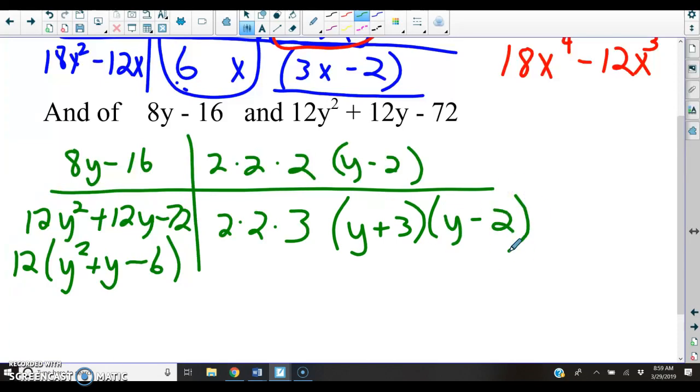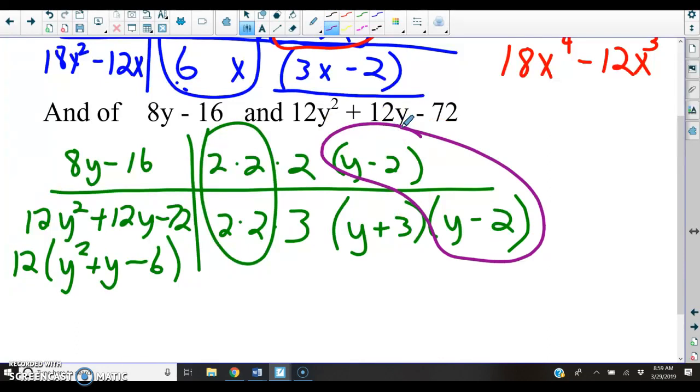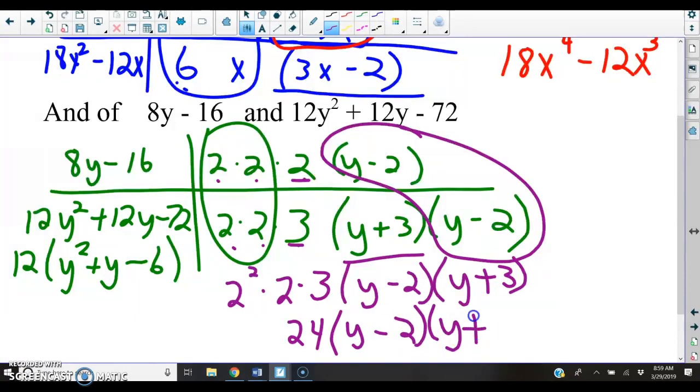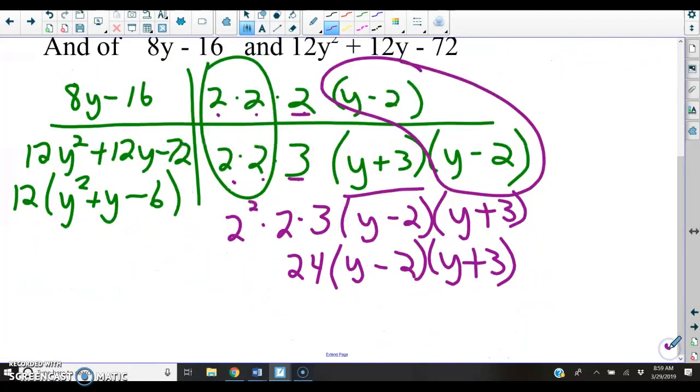Okay? So find the common factors. So my common factors are these. And then my uncommon things. So I'm going to have 2 squared, I don't have to count it twice, times an additional 2 times a 3. 2 squared times 2 times 3. The y minus 2 is common, and the y plus 3 also has to be used. When I multiply it together, now this is an option, but I'm going to make this 24, and I might leave these separate. That's one option. Or I might say, that was pretty nice when it was y squared plus y minus 6, and leave it like that.